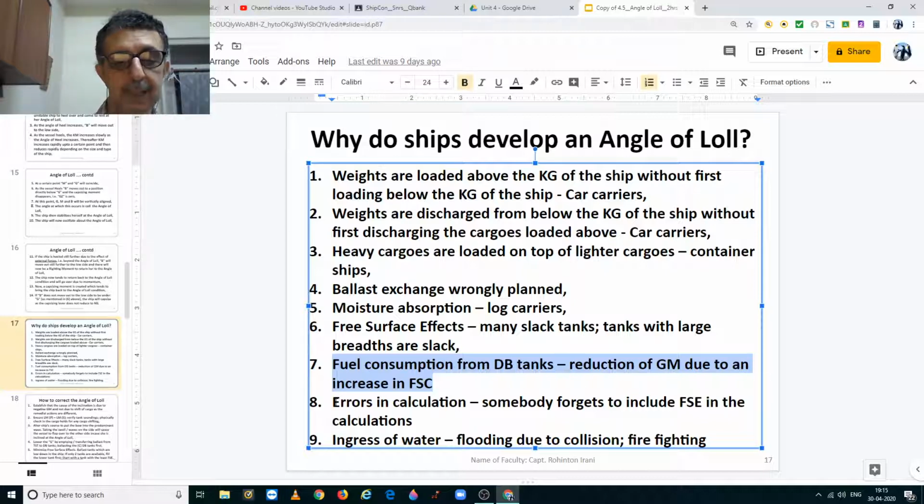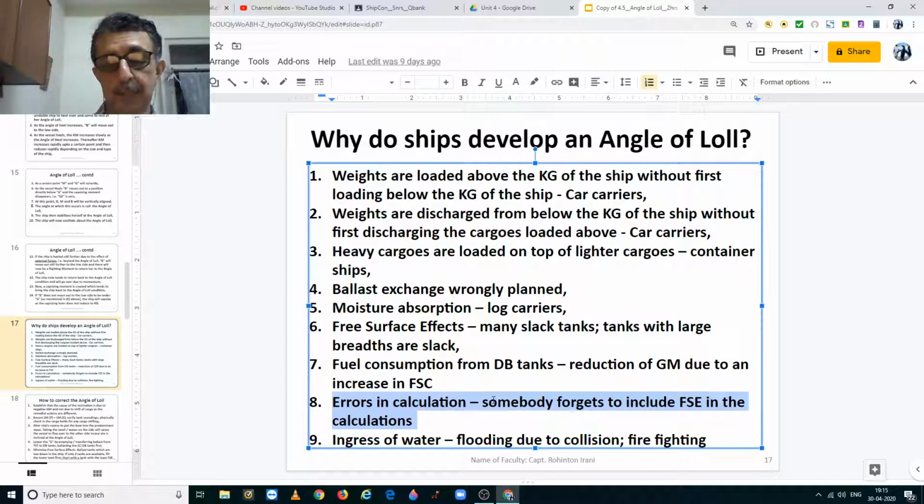Now, errors in calculation is the next point. Sometimes you forget to indicate that some of your tanks have a slack, and therefore free surface effects are neglected or avoided.